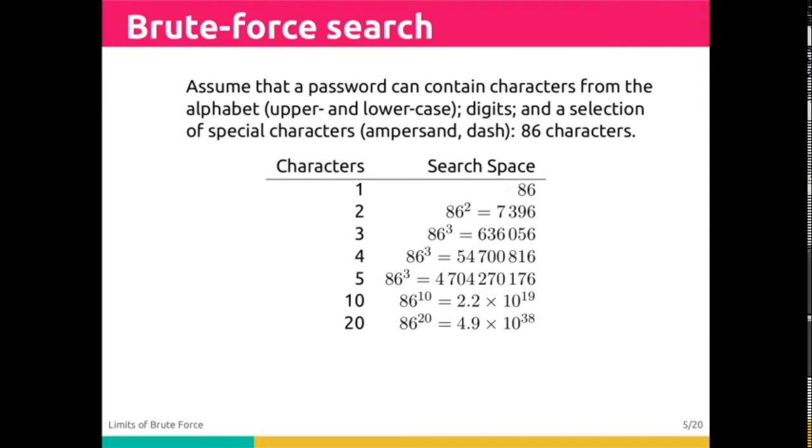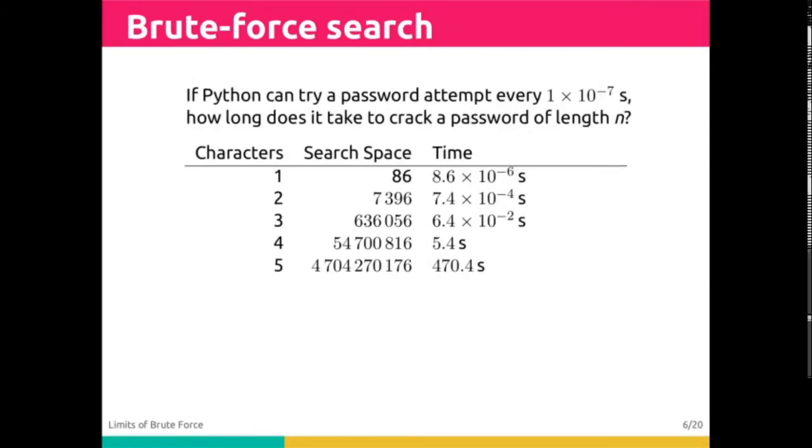For 10, we're trying 2 times 10 to the 19th. For 20, 5 times 10 to the 38th. Let's put this in numbers of time rather than numbers of specific operations in computing. We're going to assume that a password attempt takes 1 times 10 to the negative 7 seconds. And we're going to see how long it takes to solve each of these cases. So by the time we get to 4 characters, it takes 5 seconds. By the time we get to 5 characters, it takes 8 minutes.